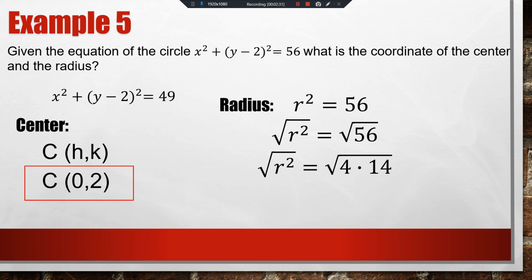So ang gagawin lang po natin dito, we will just get the square root of 4. And as we all know, the square root of 4 is equal to 2. And then copy the remaining factor, which is the square root of 14. So therefore, this is now your radius, 2 square root of 14.